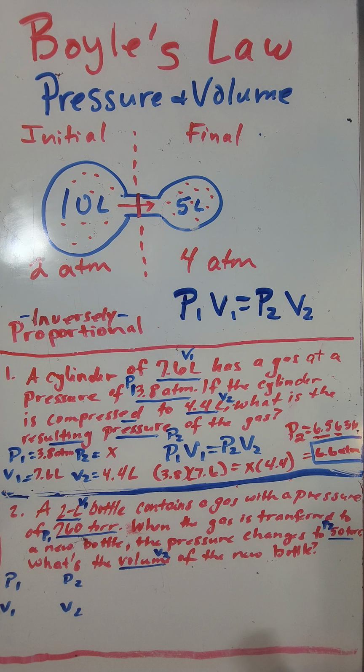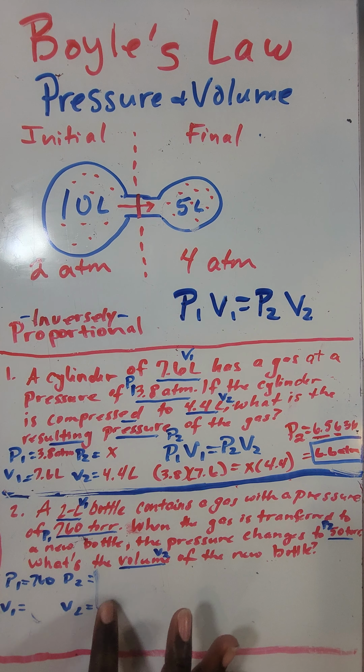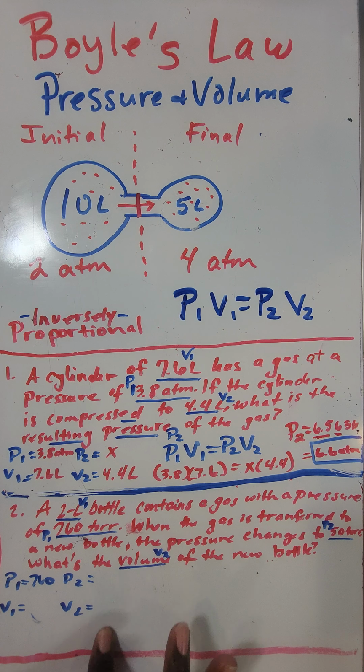Okay, so all right, there we go. I've got to adjust the camera and the whiteboard are not proportional. So P1 we said was 760. V1 is 2. P2 is 50. Oh, I should have written those in red. My bad. Let me go back, because it started even looking crazy to me.